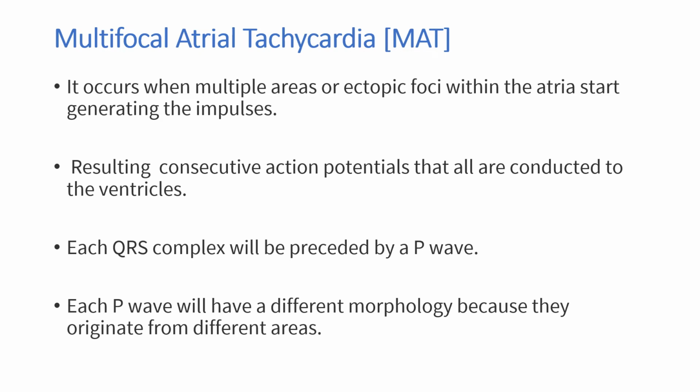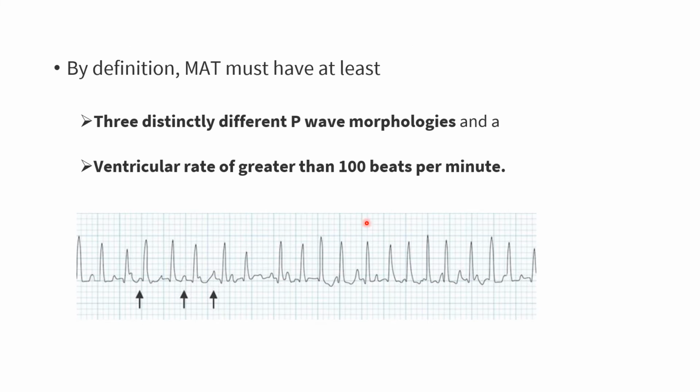Since different ectopic foci have different automaticity and different firing rates, the heart rate is irregular. In multifocal atrial tachycardia, the ventricular rate should be more than 100 beats per minute and the PR interval also varies from beat to beat according to the ectopic foci. It should also have at least 3 different kinds of P wave morphologies. The only difference between multifocal atrial tachycardia and wandering atrial pacemaker is the heart rate.